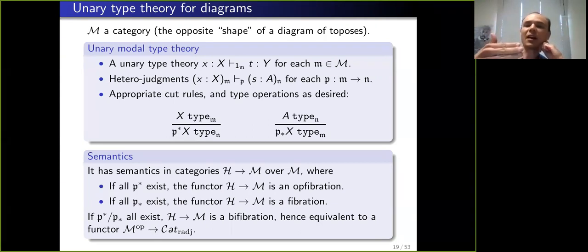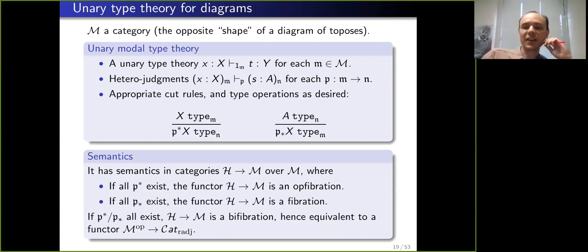Which is now replacing our category 2 with 2 objects and 1 morphism. Now we have an arbitrary collection of objects and morphisms. Our semantics is a category H over M. The fibers over objects and identities are the categories, and then the morphisms over non-identity morphisms are these heteromorphisms or heterojudgments. And the existence of these operations, P upper star and P lower star, make this functor into an opfibration or a fibration.